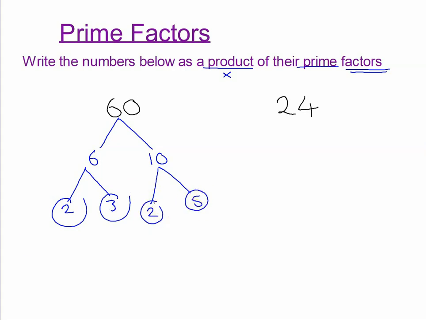So what we have to do, just to finish off, we have to say, well, 60 in terms of a product of its primes. Well, I have 2 2's, so I could write 2 times 2. I have a 3, and I have a 5.